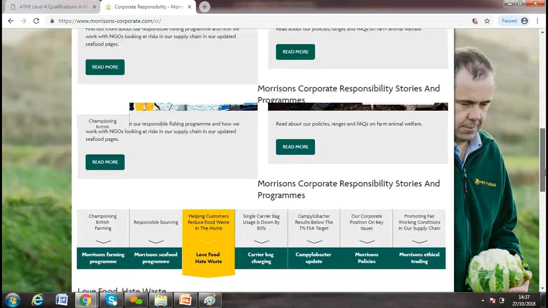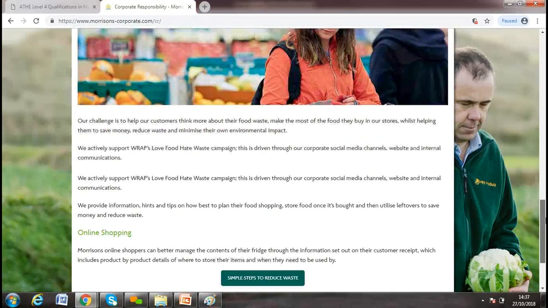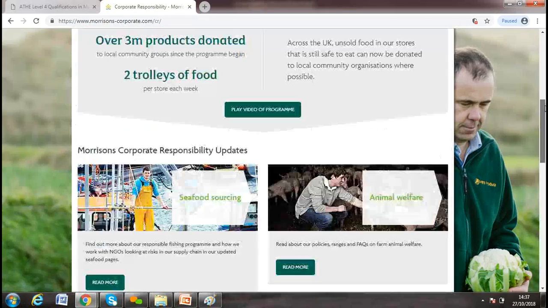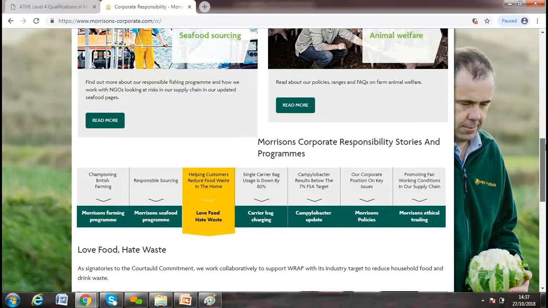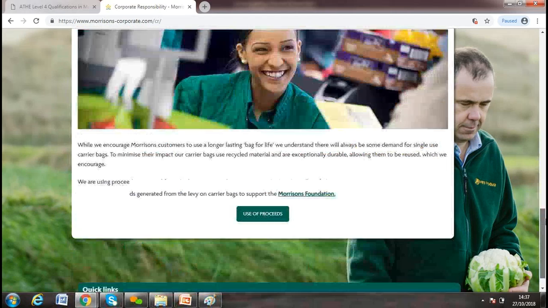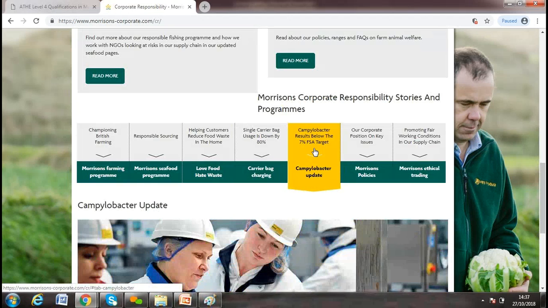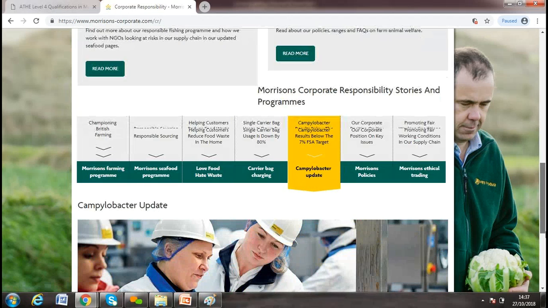Helping customers to reduce waste: the Love Food, Hate Waste campaign. With online shopping, you only shop when you need it. Single carrier bag usage is down by 80%. That is cutting waste, working with the local butcher, and the results.